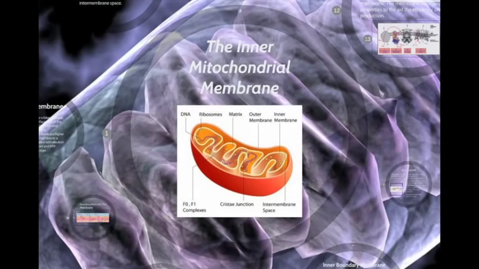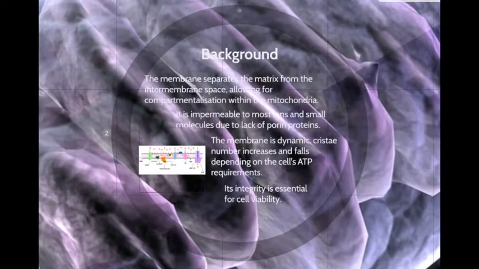The inner mitochondrial membrane is essential for mitochondrial function and cellular activity. Background. The inner mitochondrial membrane acts to compartmentalize the mitochondria. It acts as a physical barrier between the matrix and the intermembrane space, allowing for cellular fluid composition to differ in the two regions. This is essential for the functioning of the mitochondria.